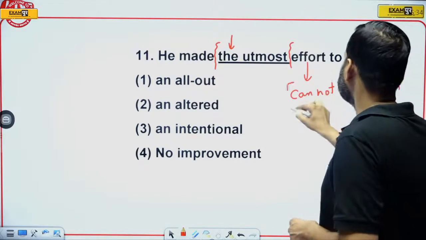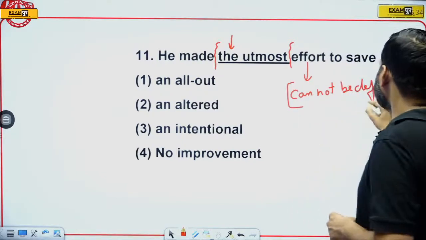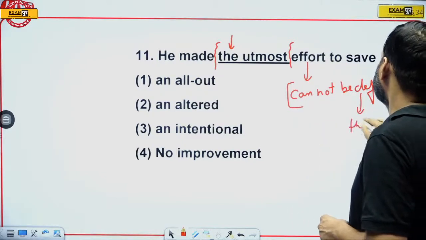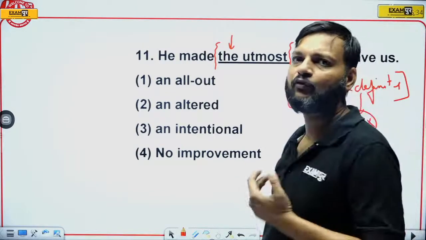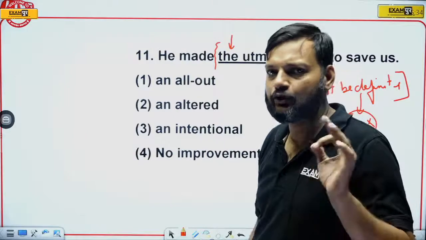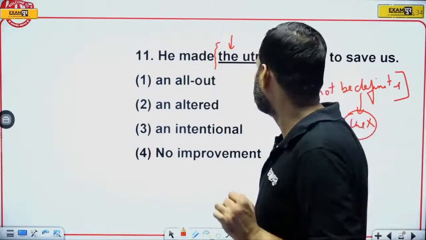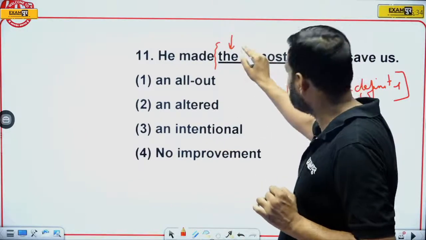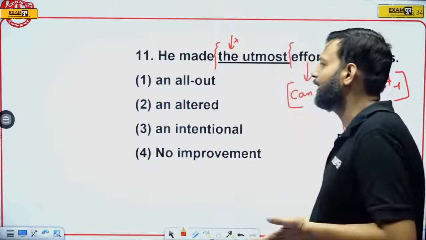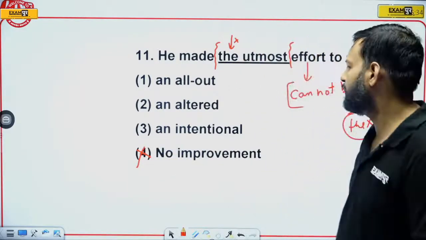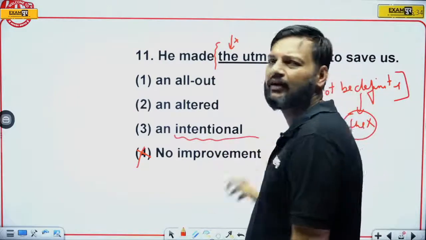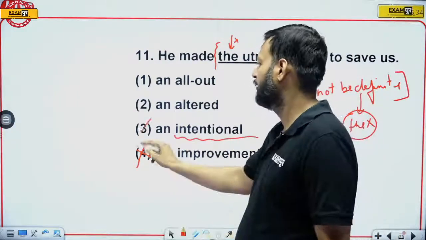This effort cannot be definite, and since it cannot be definite, we cannot use the word the. Okay, effort is not something which is definite, so we cannot use the word the, right? So here the utmost, because of the, it cannot be the answer, so no improvement is not the scope. An international effort, so international effort, just nonsense.